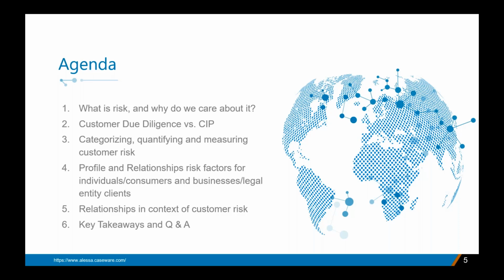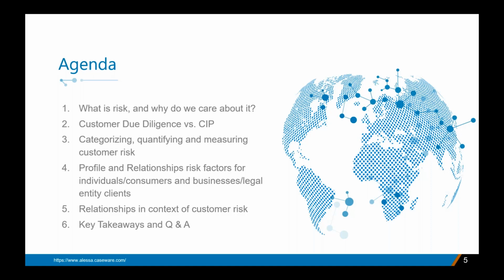Today, we're going to start with an exploration of just what is risk. Then, before we go further, we'll clarify the meaning of customer due diligence and how it differs from what's commonly called CIP, which is really customer identity verification. Next, we'll explore some concepts around categorizing, quantifying, and measuring customer risk from a money laundering perspective. And then we'll go deep into a number of risk factors specific to individual and business customers within the category of customer profile data. We'll also discuss how customer relationships, both with the financial institution as well as with external parties, impact risk. We'll wrap up with some concluding comments and then open it up for your questions.